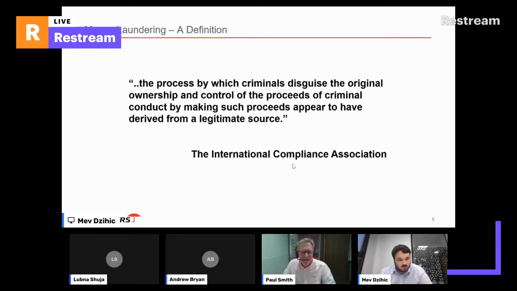Now, the definition there comes from the International Compliance Association, the ICA. This is a professional membership and awarding body, the leading global provider of professional certificated qualifications in anti-money laundering, governance, risk and compliance, and financial crime prevention, according to the website. It's got around 140,000 members, which gives you some idea really about the amount of money laundering which is going on out there and which needs to be combated. Next slide, please.